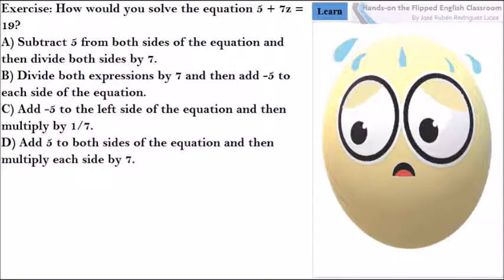Exercise: how would you solve the equation 5 plus 7z equals 19? A. Subtract 5 from both sides of the equation and then divide both sides by 7. B. Divide both expressions by 7 and then add -5 to each side of the equation. C. Add -5 to the left side of the equation and then multiply by 1/7. D. Add 5 to both sides of the equation and then multiply each side by 7.